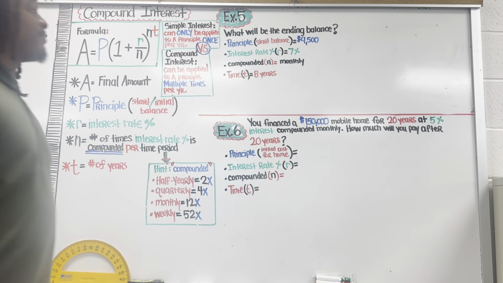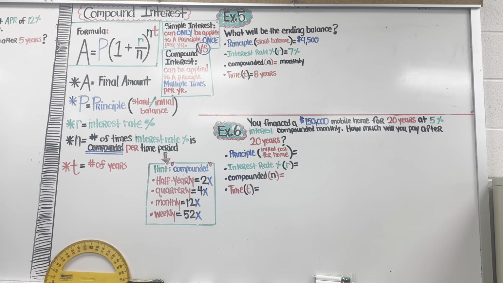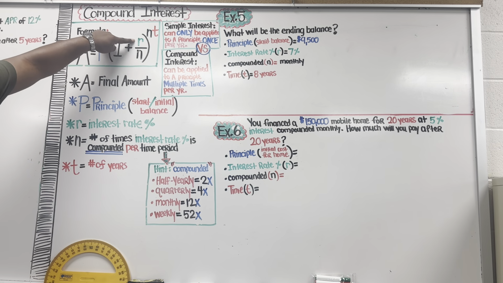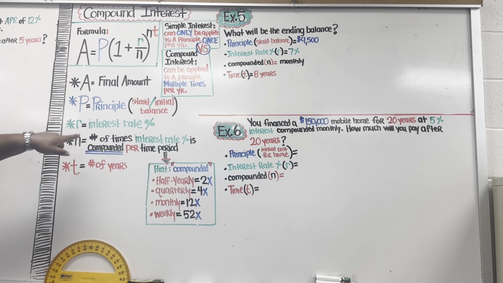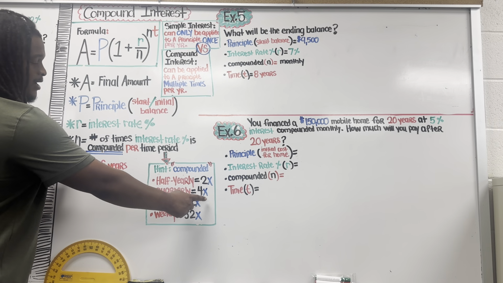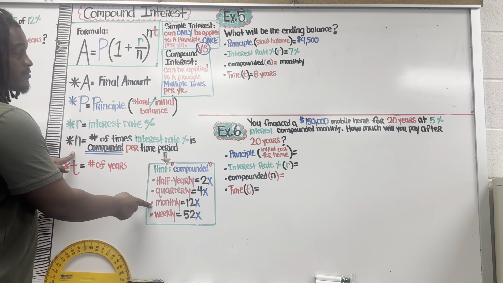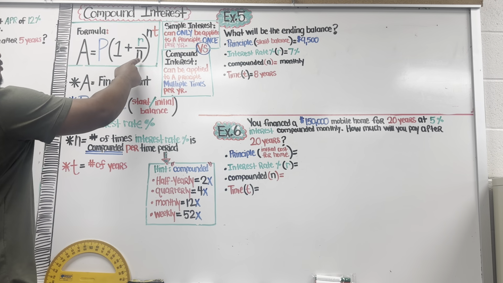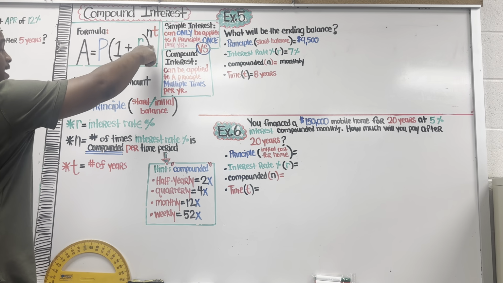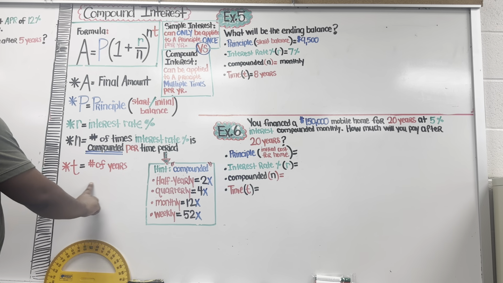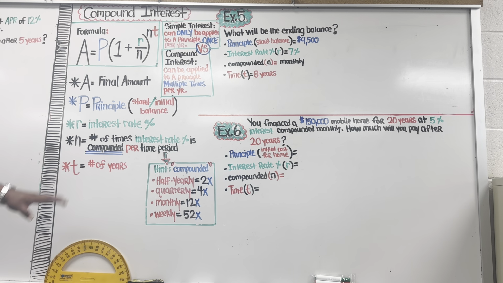As we can remember, the formula to find the final amount when you have compound interest, not simple interest, is A, which is the final amount, equals the principal times parentheses 1 plus the interest rate, which is R, divided by N, which is the number of times the interest rate will be compounded. If it's quarterly, it'll get compounded 4 times. If it's monthly, it'll be 12 times, and so on. Parentheses close, to the N times T power. T is the number of years. That is the formula that we're going to follow.